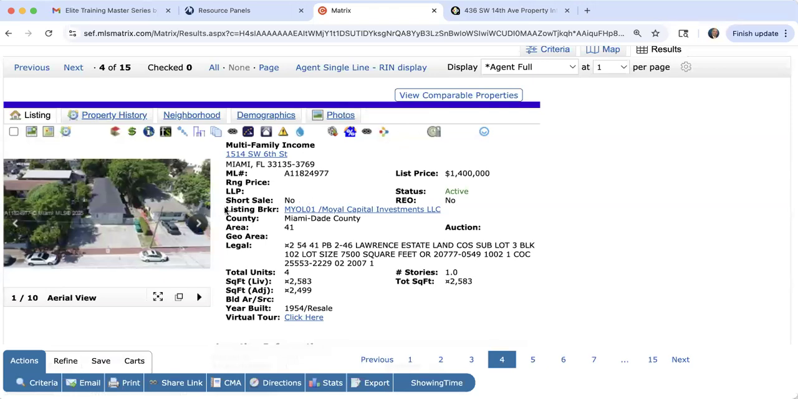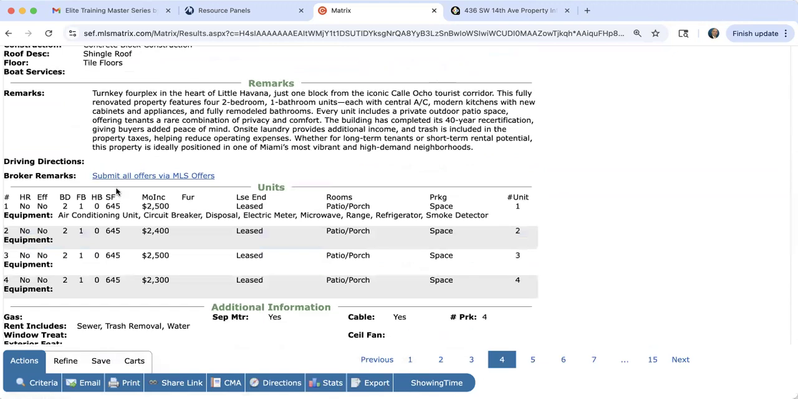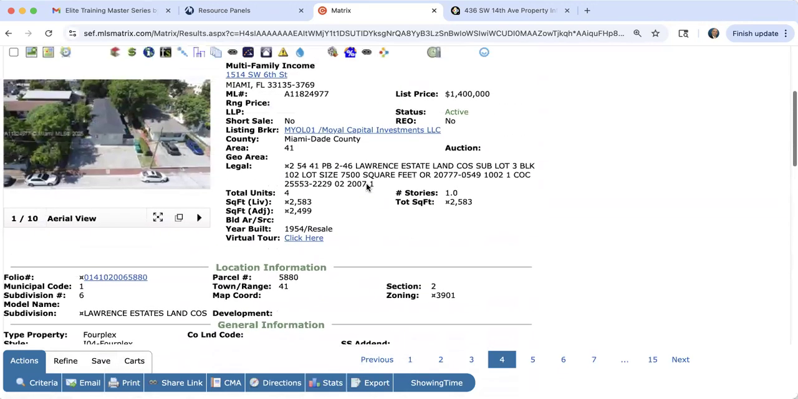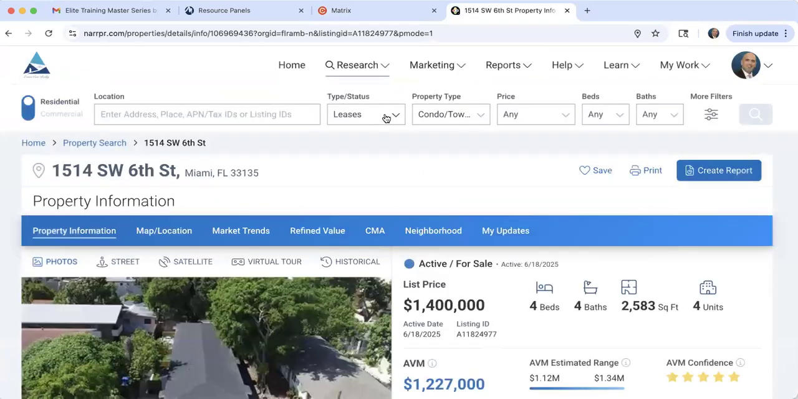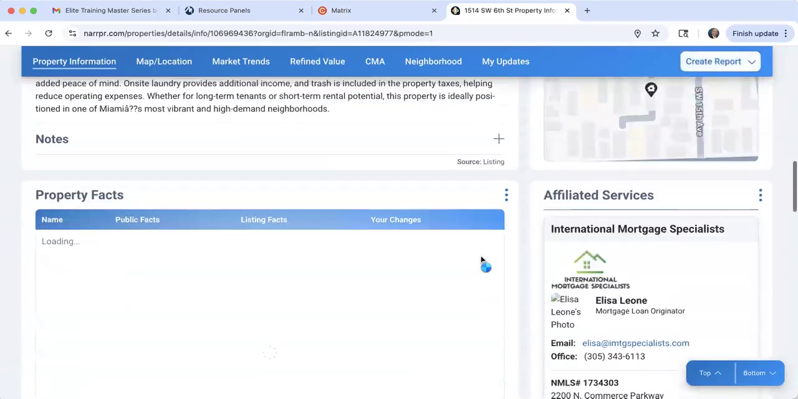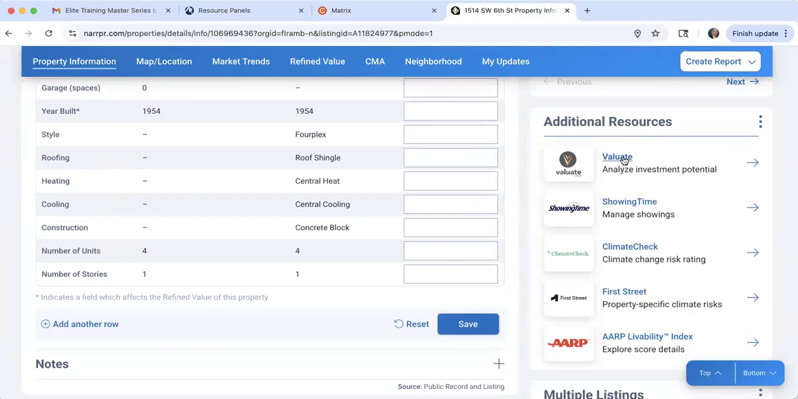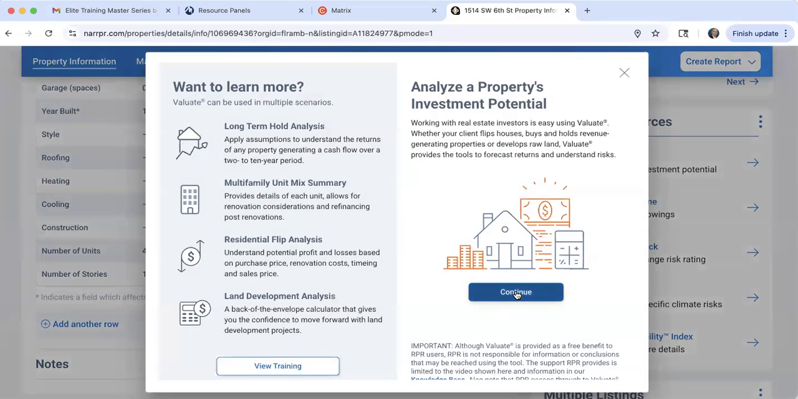Once we find a property where we have sufficient income and it looks good versus the price of the home, go ahead and click on RPR. Right? Go ahead and click on RPR, then come over here and click on Evaluate. Click on Continue.